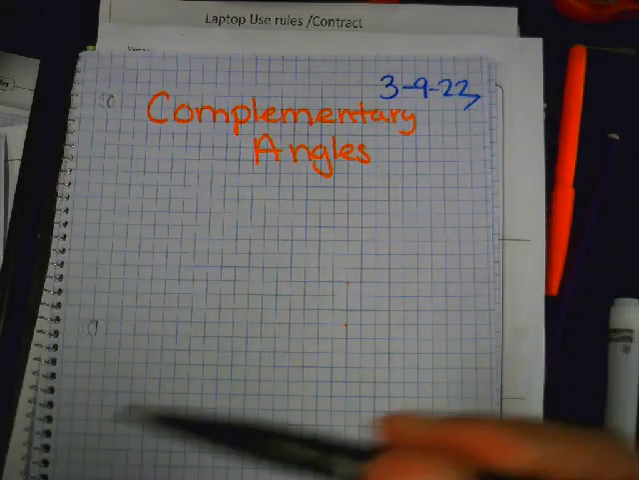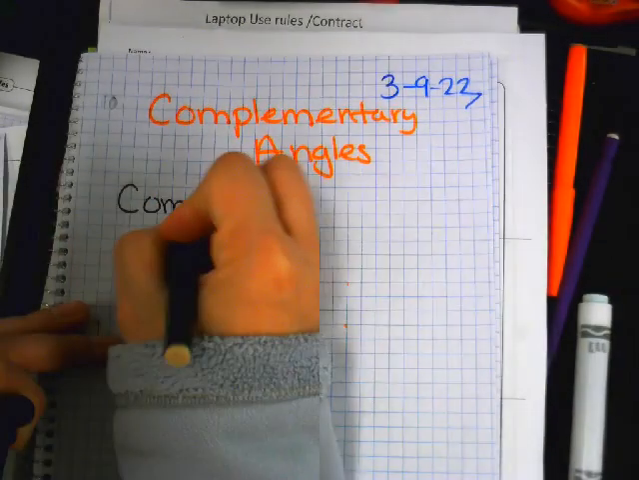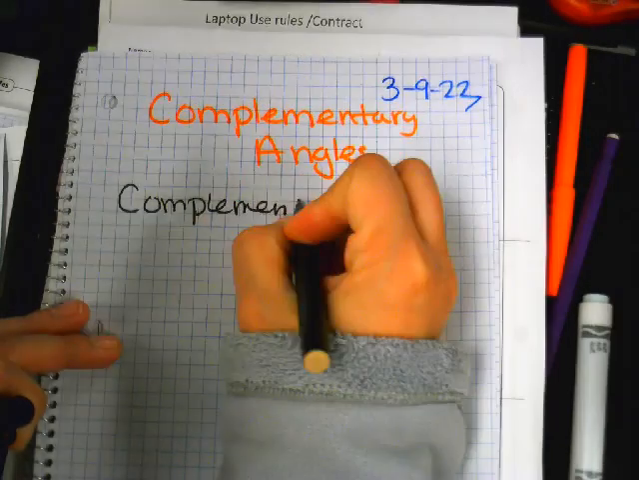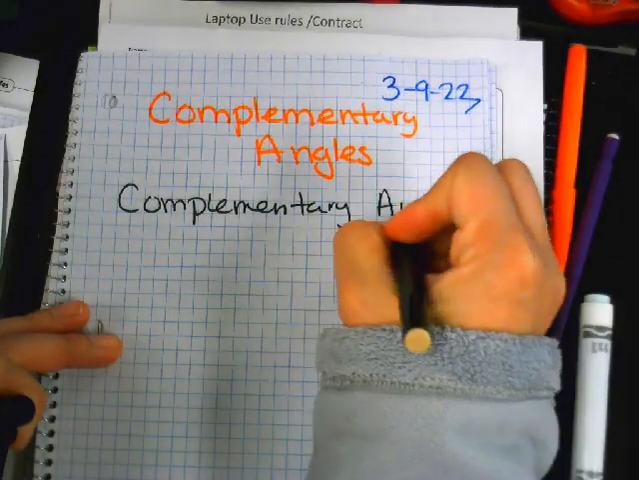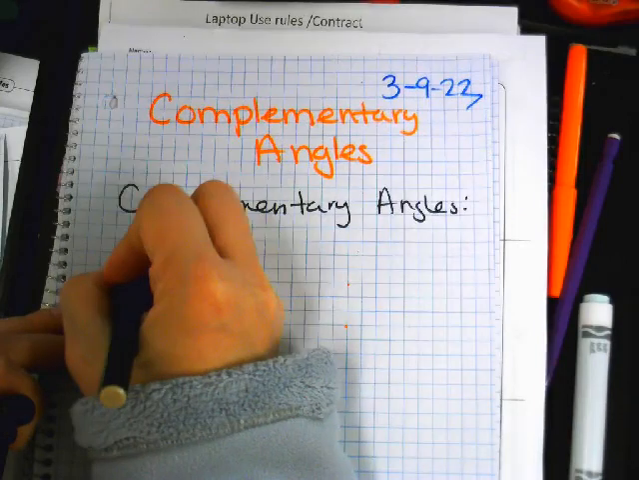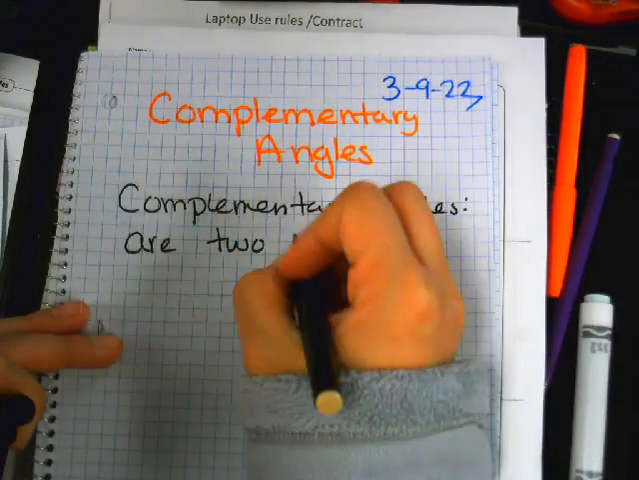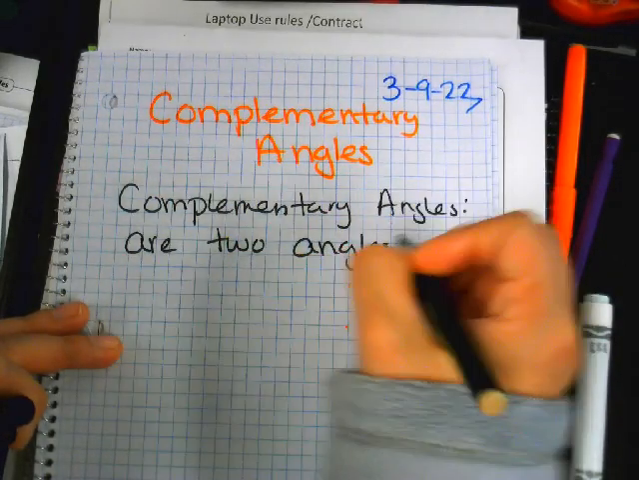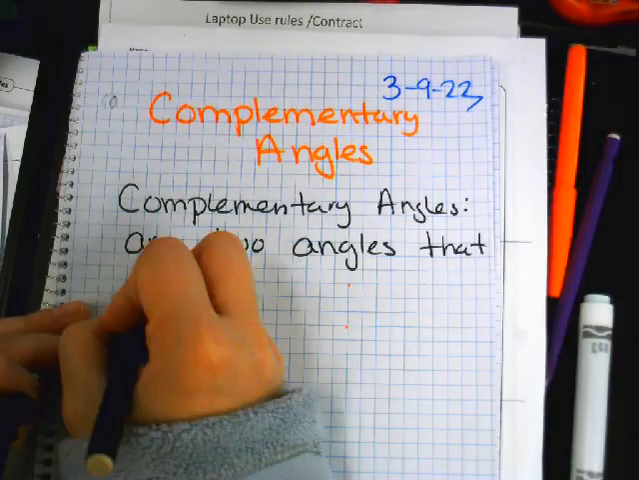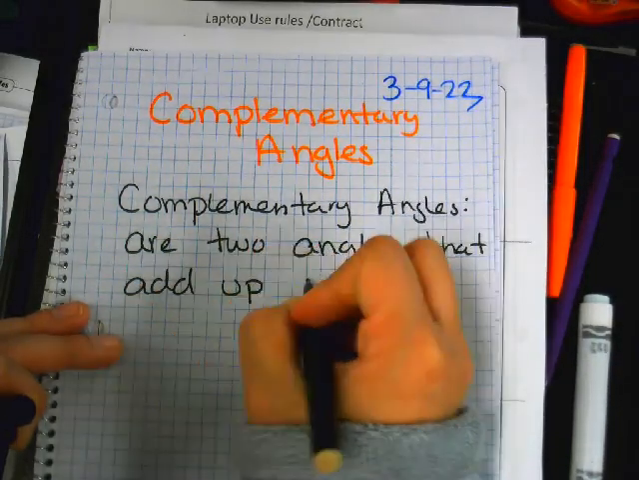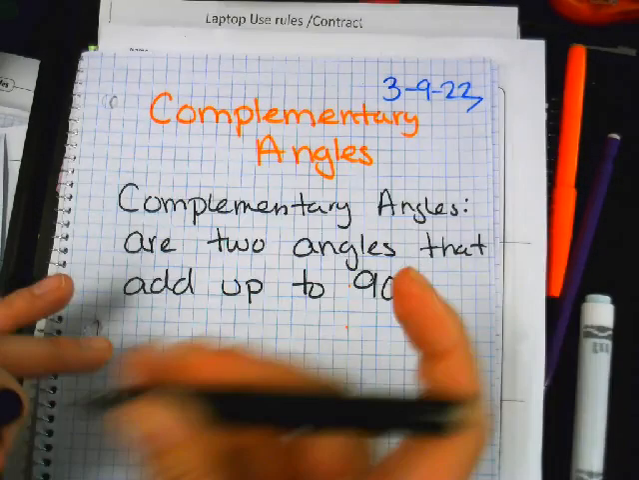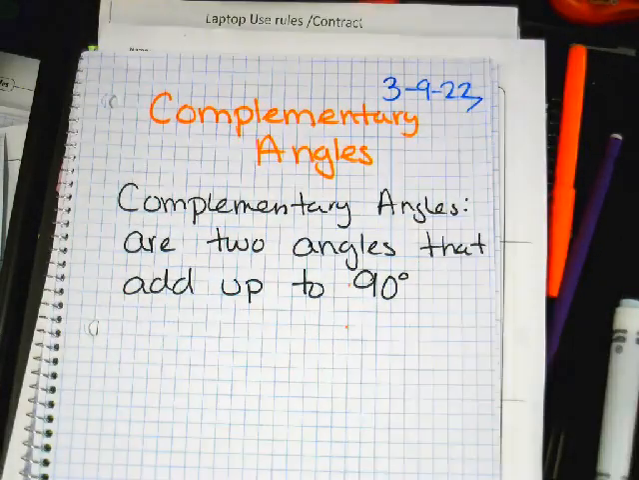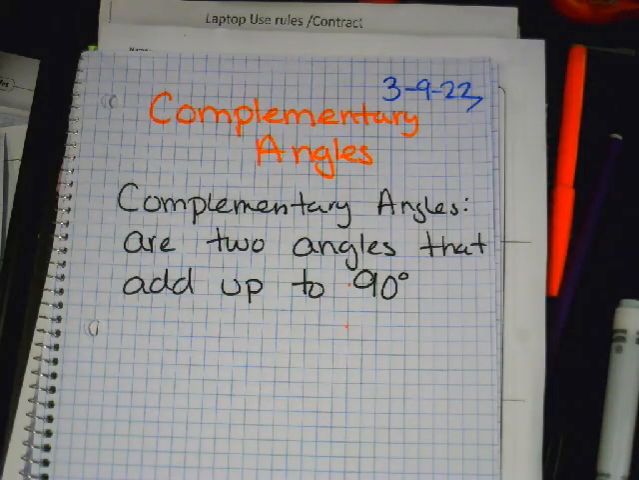All right, so let's define it. Complementary angles are two angles that add up to 90 degrees. So it's not one angle, it is two angles that add up to 90 degrees. When I add them up, it equals 90 degrees.